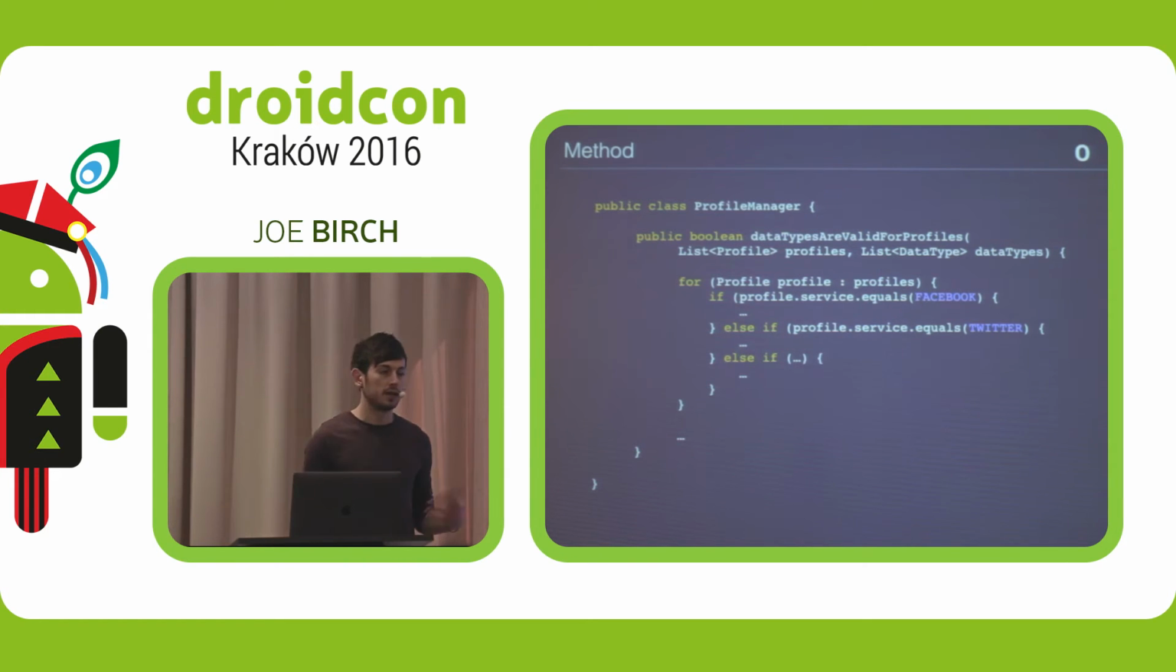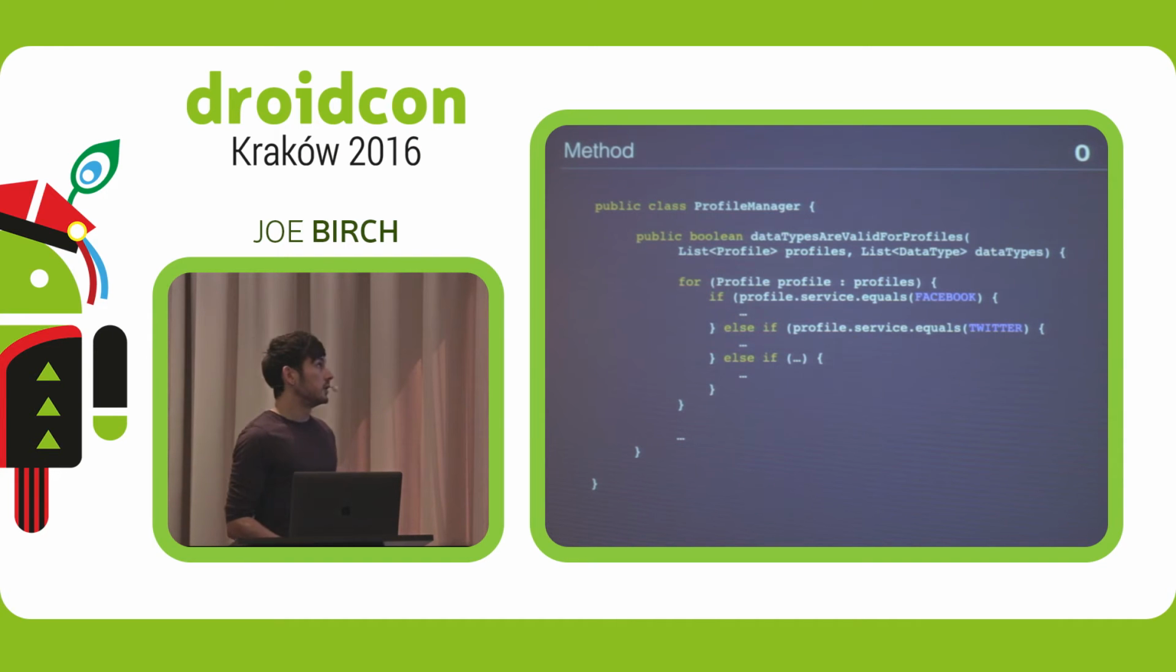So we might add, like I said, a Snapchat network, forget to add it somewhere, and the functionality breaks down the line. Because of this, both the profile manager and the profile are closed for extension but open for modification, which is the opposite of what we want. And how can we alleviate this?